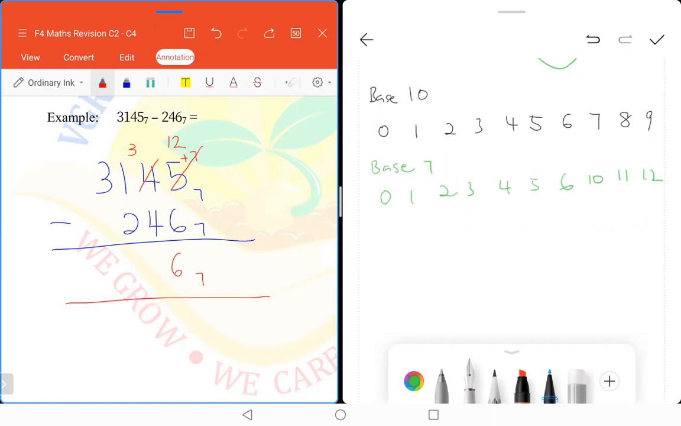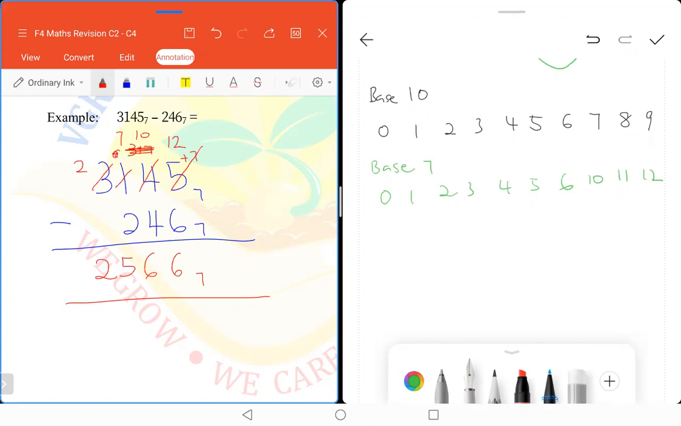3 is insufficient again to minus 4. So borrow from here, 1 minus 1, 0. But when you plus, it's not plus 10, remember plus 7. 3 plus 7 is 10. 10 minus 4, 6. Again, it's insufficient, borrow from the other side. So here becomes 2 plus 7, 0 plus 7, 7. So 7 minus 2, 5. Then bring down 2. Easy peasy.